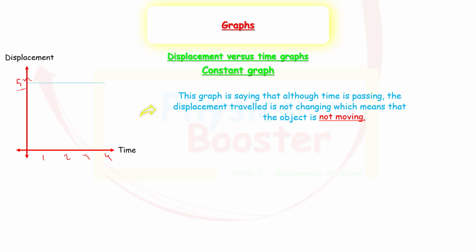So this graph simply means that there is no movement. The object is not moving. So a constant graph in a displacement versus time graph means that the object is not moving.